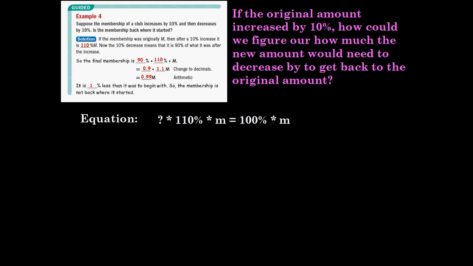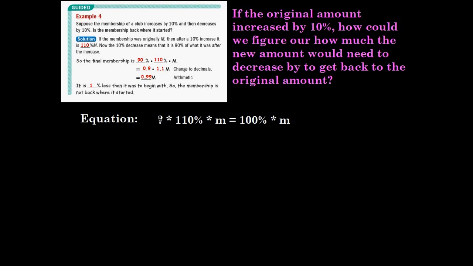So that's what we did here. If the original amount was increased by 10%, how could we figure out how much the new amount would need to be decreased by to get back to that original amount, to get back to that M? So I created an equation. It's, I think, a little complicated looking, and I think that's what's maybe confusing some of you.